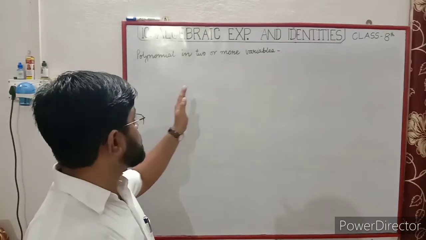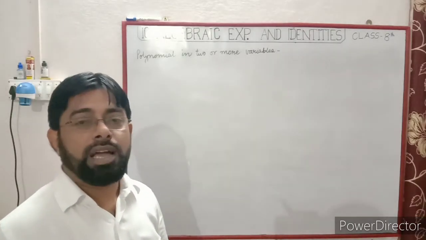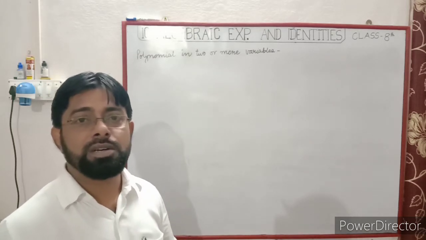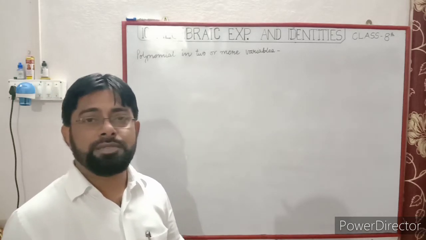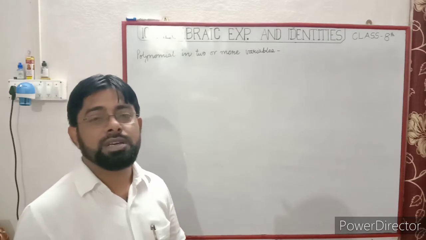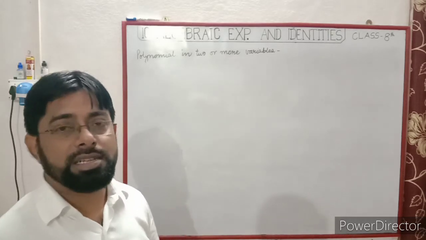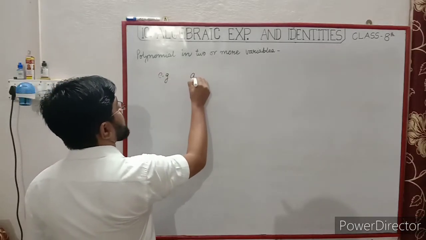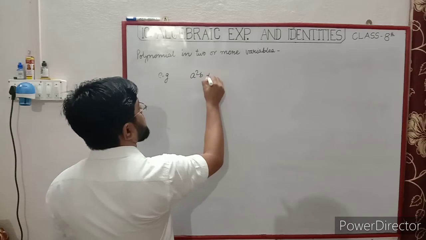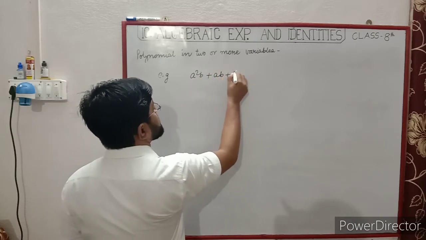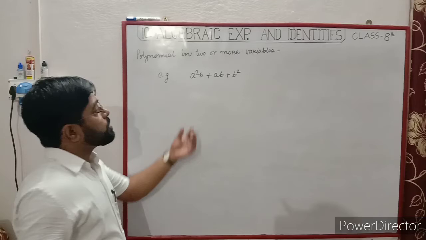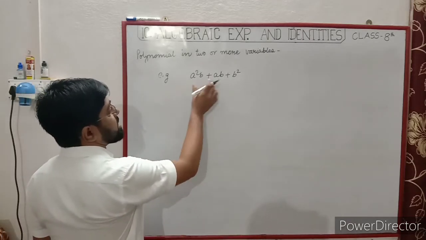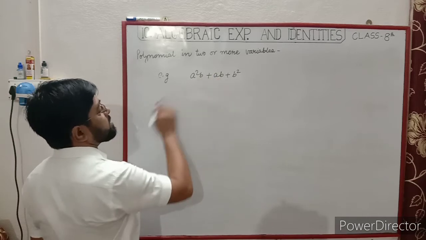Now, polynomial in two or more variables. An algebraic expression containing two or more variables is called a polynomial if the powers of the variables in each term are non-negative integers. Let's see the example. a square b plus ab plus b square. So a and b are two variables in this algebraic expression.